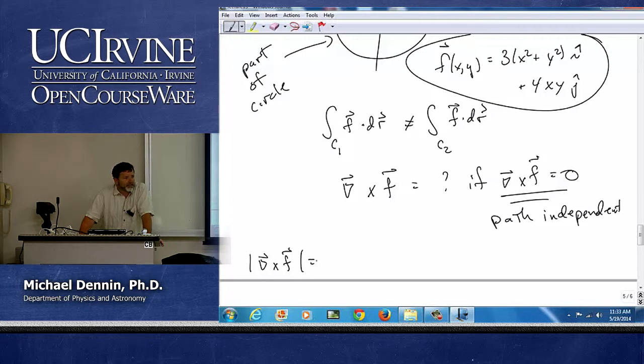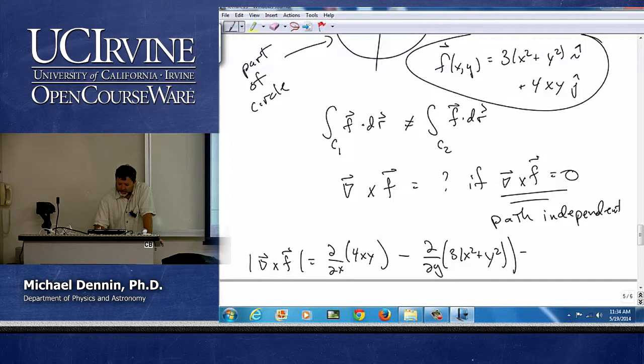What two derivatives am I going to take? Curl, come on. Of what? Partial with respect to x of what? The j component. So in this case of 4xy. Minus the partial with respect to y on the other. And so what do I get? 4y minus, that's 6y. Excellent, which does not equal 0.